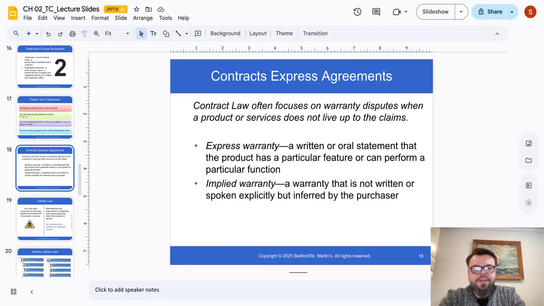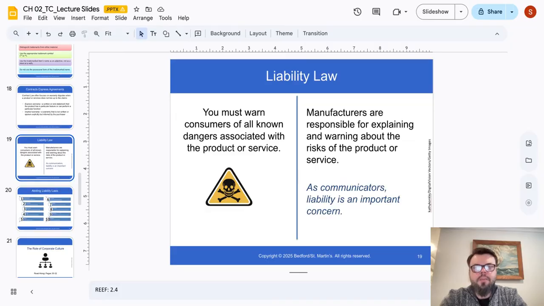Closely connected to warranties is the area of law that often matters most for safety: liability. Liability law focuses on responsibility for harm. Under product liability law, manufacturers and sellers can be held responsible for injuries or damages caused by their products. This is where technical communication becomes especially important. Courts frequently rule that manufacturers have a duty to warn users about risks associated with normal use of a product.